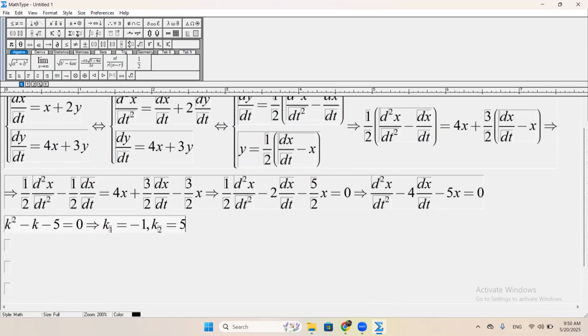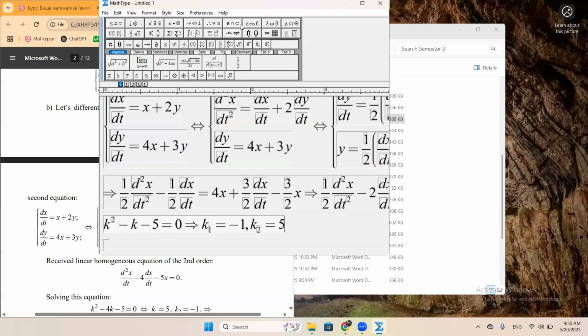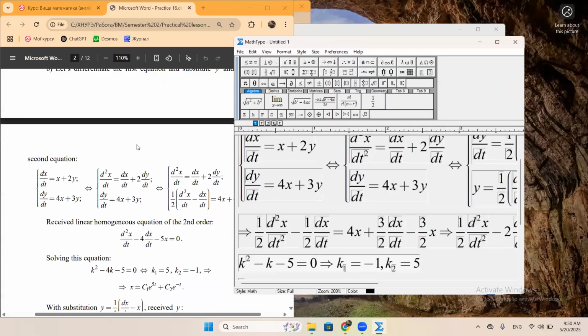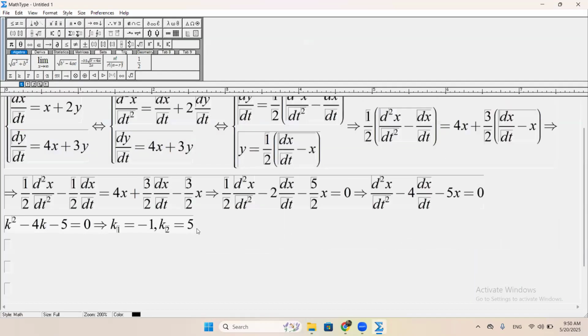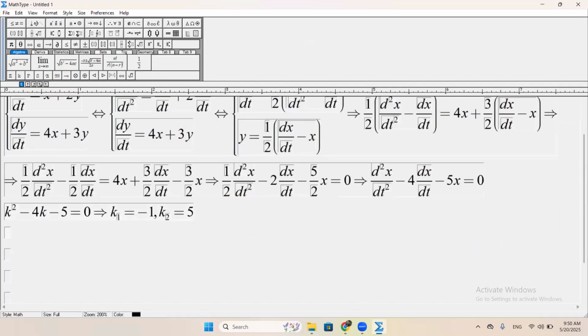Something is minus 4k. Yeah, I'm thinking what is not correct. Yeah, so now correct. So x will be equal c1 e in power of minus t plus c2 e in power of 5t.